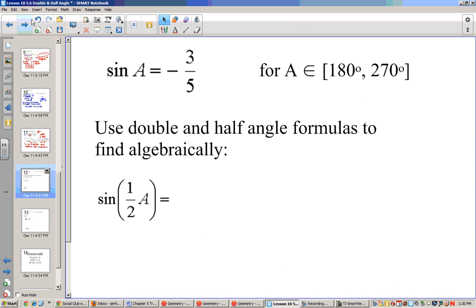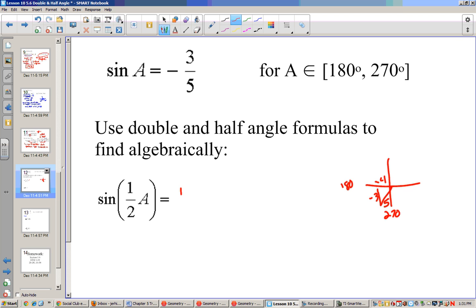All right, so use the double and half angle formulas to solve this algebraically. If we know the sine of A is negative 3/5, and that's between 180 and 270. So sine of A is negative 3 over 5. Hopefully you know that this side, using special rights, is negative 4. It says, what's the sine of 1/2 A?